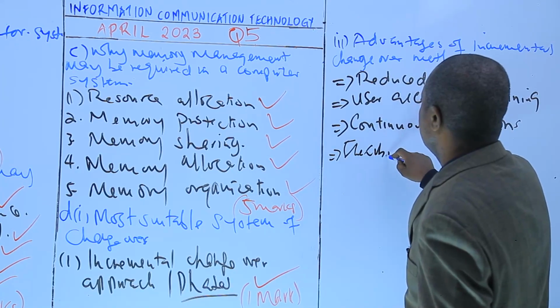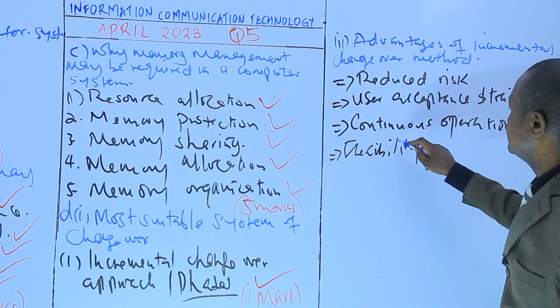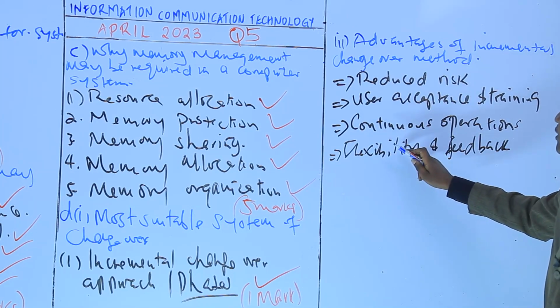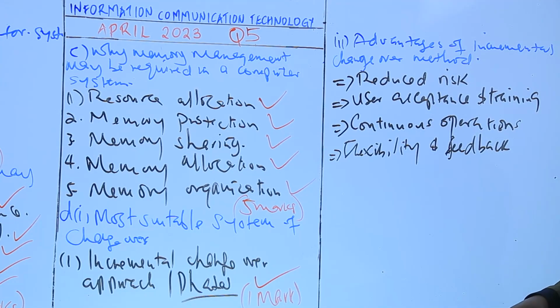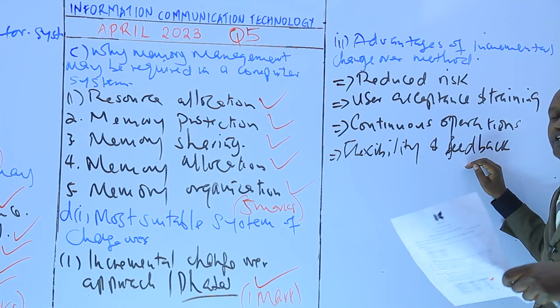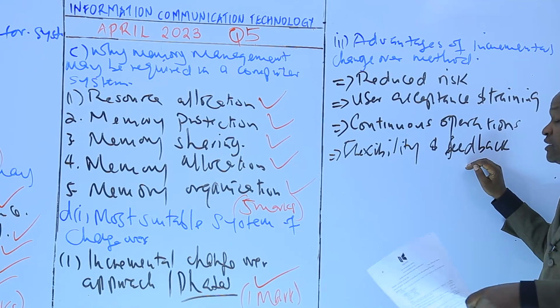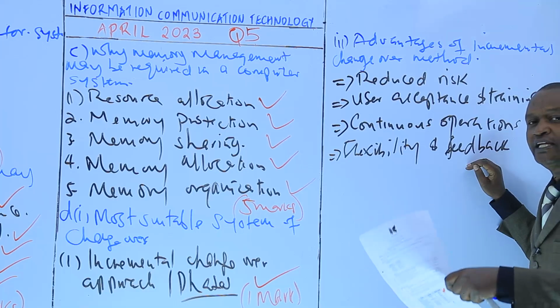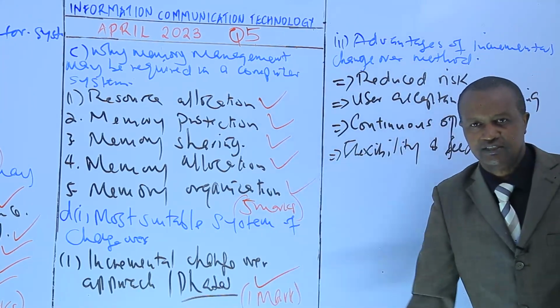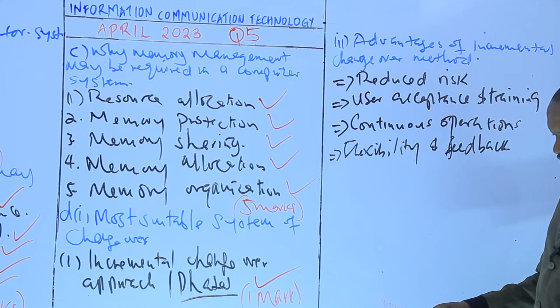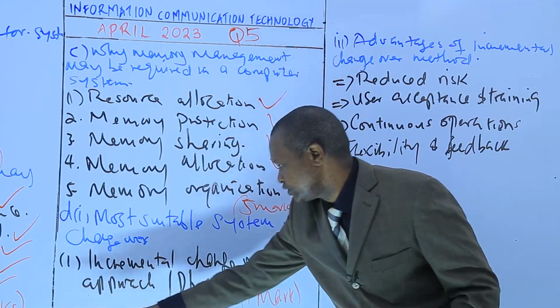Fourth, flexibility and feedback. The incremental changeover approach allows for flexibility and also feedback during each phase of implementation. That means that adjustments and improvements can be made based on user feedback and lessons learned from earlier phases. And that enables the organization to refine and enhance the system as it progresses, thereby increasing the likelihood of a successful implementation.